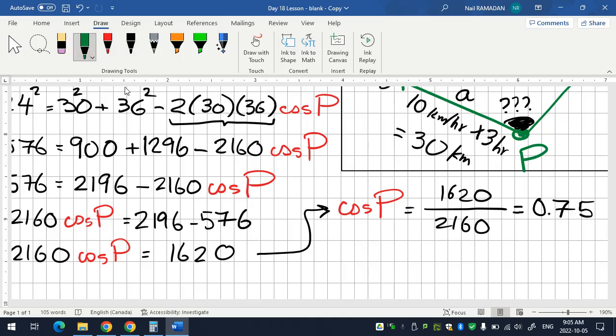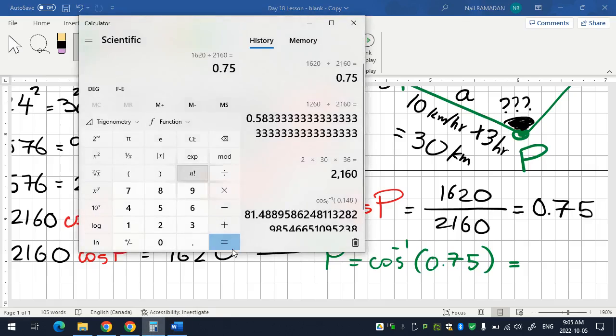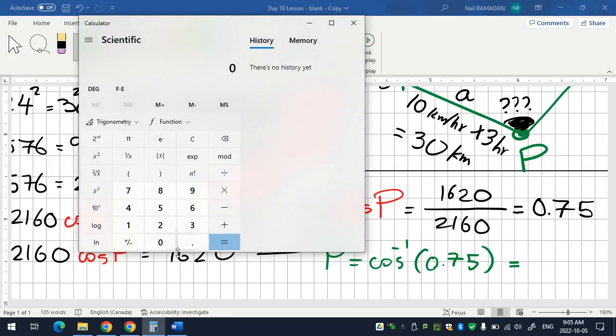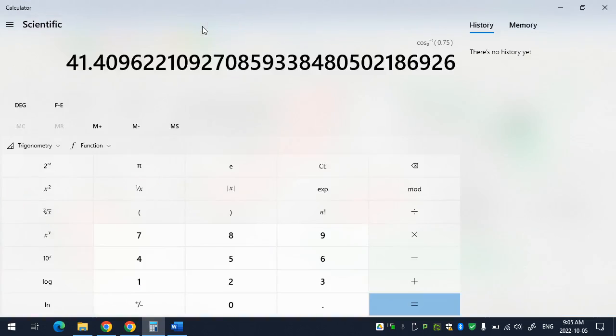So finally, your answer is what? P equals cosine inverse of this guy. All right. How much is that? Let's see. Is that closer to 41 or 42? Yeah, it did not cross the half, so it's closer to 41.